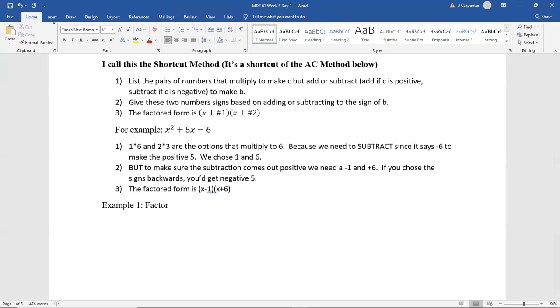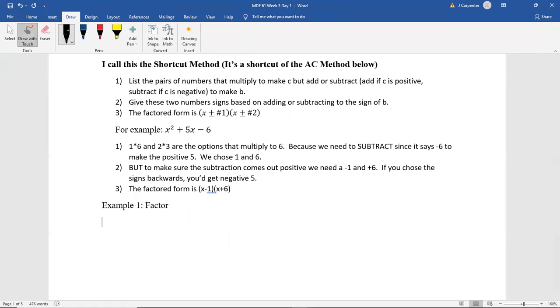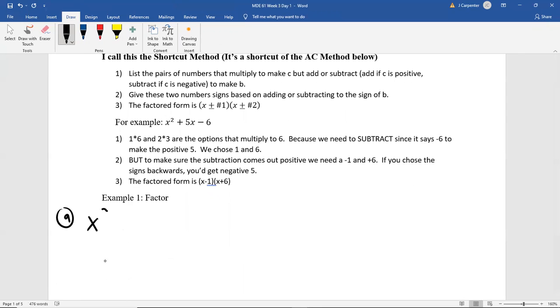A couple of these. For A, let's go with an x squared here, a minus 16x and a plus 60. So x squared minus 16x plus 60.